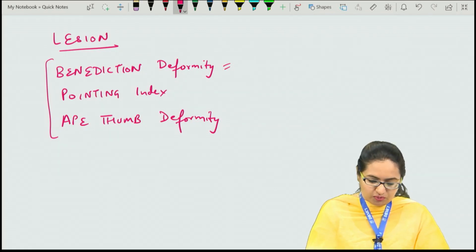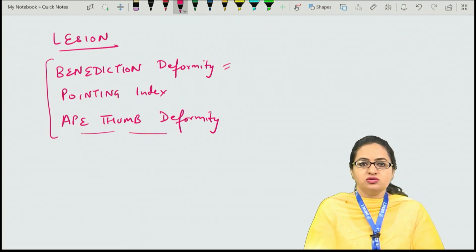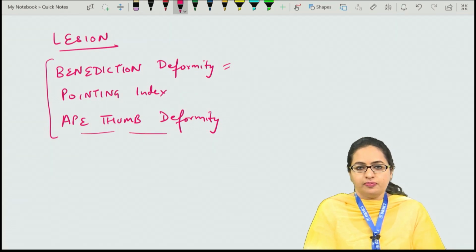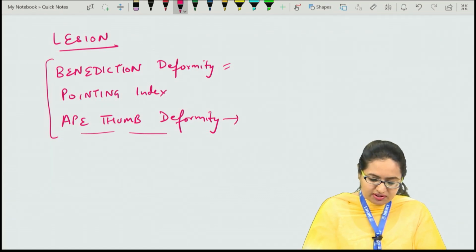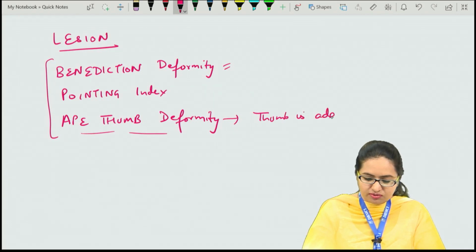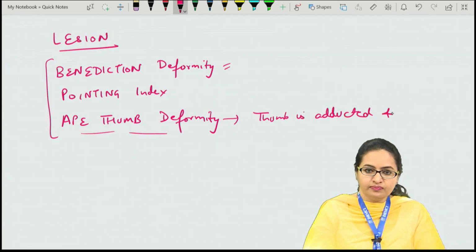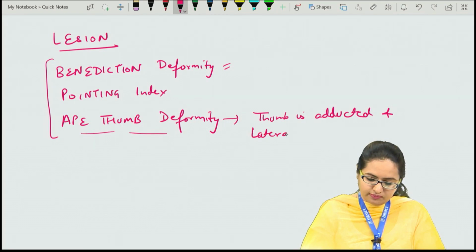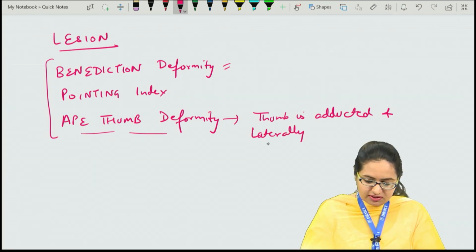For the ape thumb deformity, all the muscles of the thenar group are affected except the adductor pollicis. So it leads to a condition in which the thumb is adducted and laterally rotated, and this condition is known as ape thumb deformity.